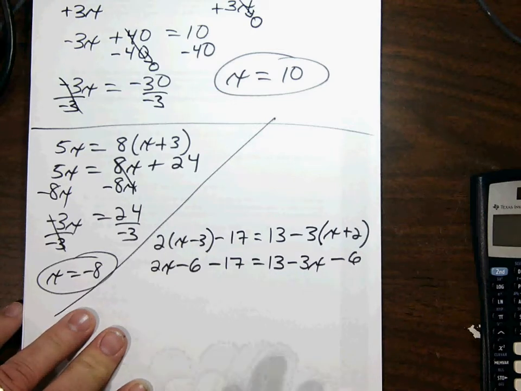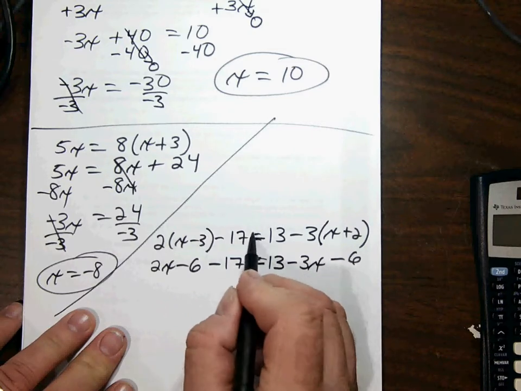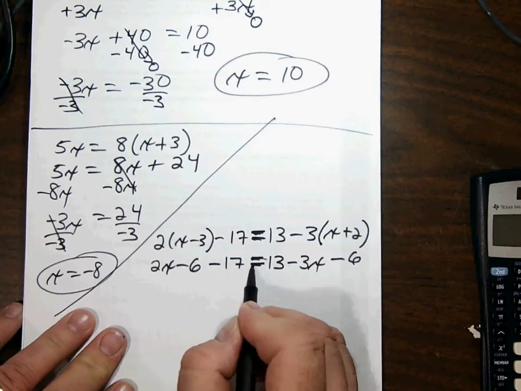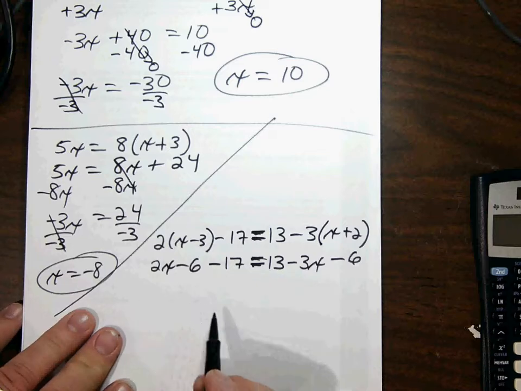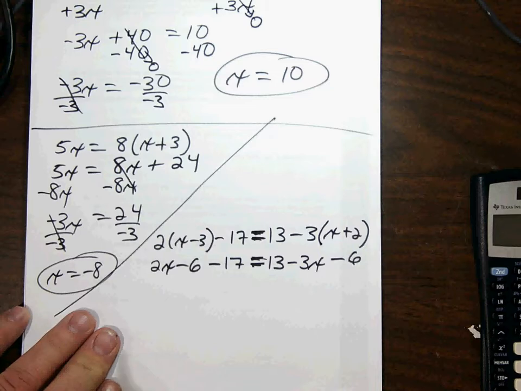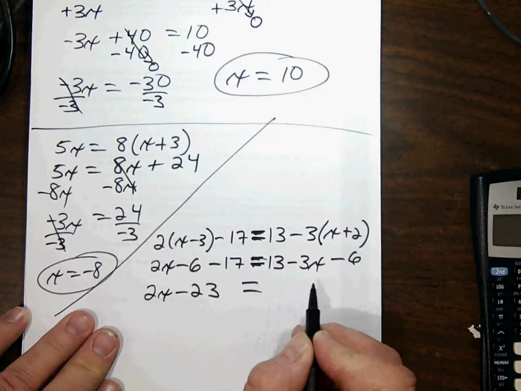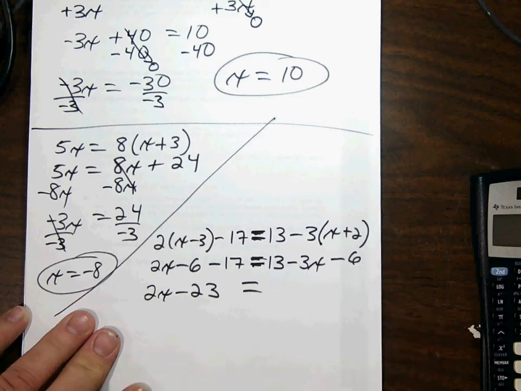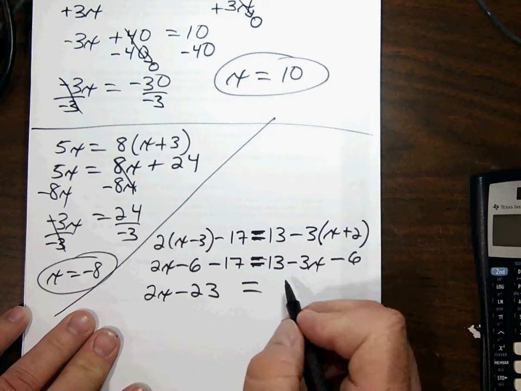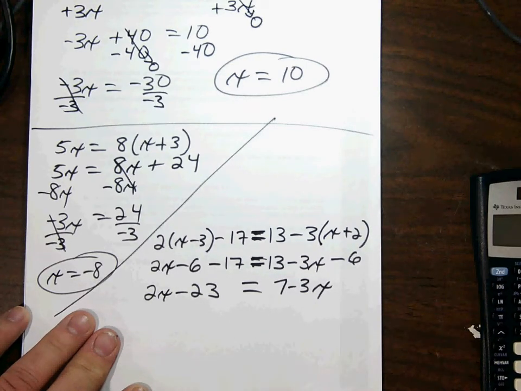Okay, next step, I'm still just combining like terms. I'm not crossing over the equals yet. I have not breached the equals, right? I got 2 separate sides. There's still 2 separate sides. I've got to put this together. A negative 6 and a negative 17, so that's going to be a negative 23. And I've got to put this together. A positive 13 and a negative 6. Well, that's going to give me a 7, right? 7 minus 3x. All right, all good.